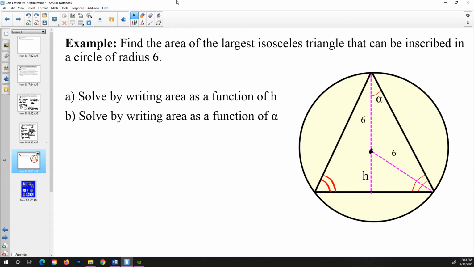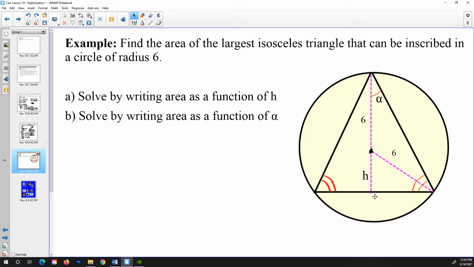Okay, our third and final example. Here we're going to find the area of the largest isosceles triangle that can be inscribed in a circle of radius 6. And it's broken up into two parts. We're going to solve by writing area as a function of h, and we're going to solve by writing area as a function of alpha. H is this line segment here, and alpha is this angle right here.